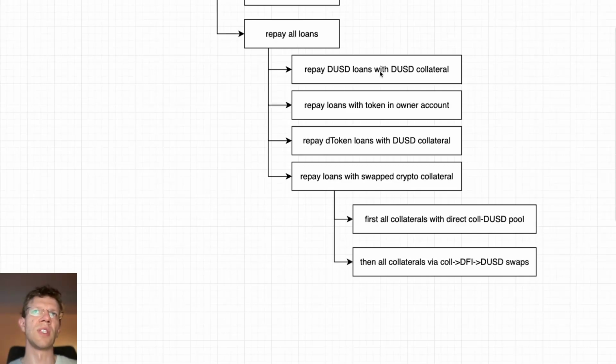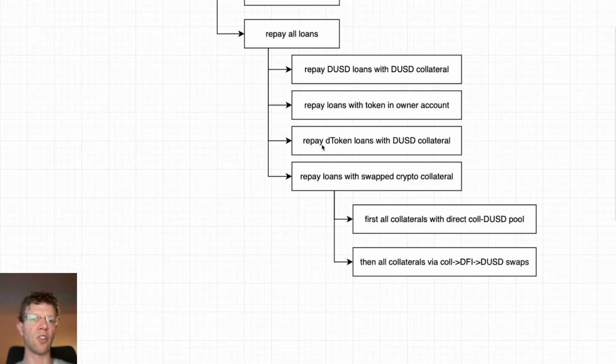First, repay the DUSD loans with the DUSD collateral, so unloop everything. Then repay the loans with tokens in the owner account. So if the vault owner has the tokens in their balance that they took the loans, that's used to pay back the loan. If that's not enough, then we have the first interesting step, which is repay the dToken loans with DUSD collateral.